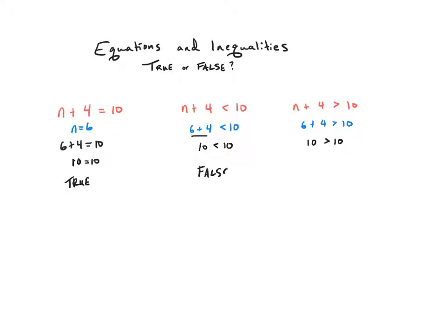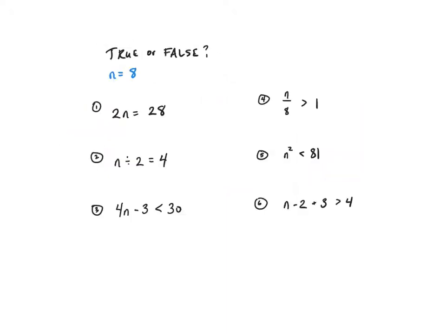So with inequalities and equations, if I know the value of my variable, I can test whether equations and inequalities are true or false simply by substituting the value of that variable and then checking the left-hand side versus the right-hand side. So I've created some examples to look at that we can check for whether they are true or false. And for each of these examples, we're going to evaluate them for n equals 8.